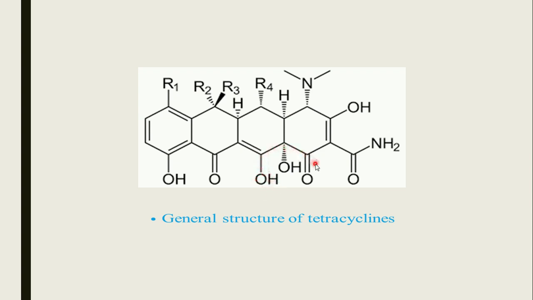Between 12th position and first position there is a 12A group. There also one hydroxy group is present. This is the basic structure of tetracyclines. If you practice this general structure of tetracyclines and remember the R1, R2, R3 and R4 positions, then you can write the structures of various tetracyclines easily during exams.